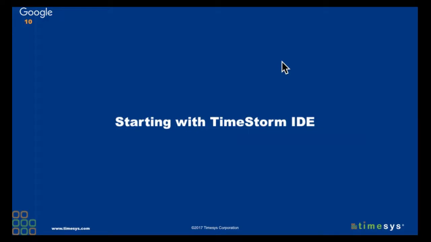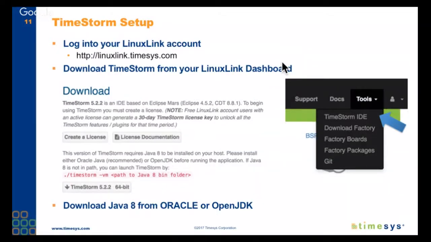Okay, let's start with our TimeStorm IDE. Where do I get it is the first question. And the answer is you simply register for a free account on LinuxLink. And with that free account, you can access a 30-day trial for TimeStorm. You can either go to timesys.com or to linuxlink.timesys.com and request such a free account.